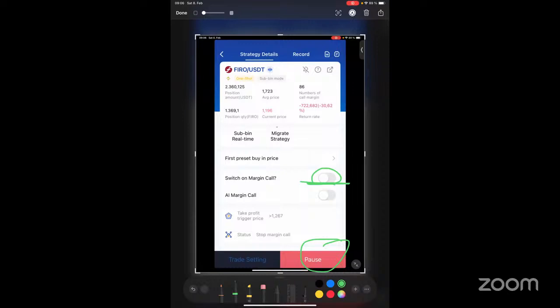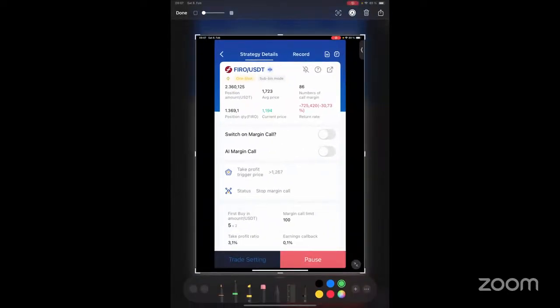But once it turns off on its own, it means you don't have more USDT for the robot to continue to buy. So therefore, it will be increasing your floating loss because it's not getting the chance to buy at the current price. Okay, AI margin call. It's good to turn it on if you don't want the robot to be buying more frequently. This button is actually good for people with lesser capitals, or if the way the market is moving, you are not sure if it's going to go deeper. You turn it on, it will only buy when it's necessary to buy.